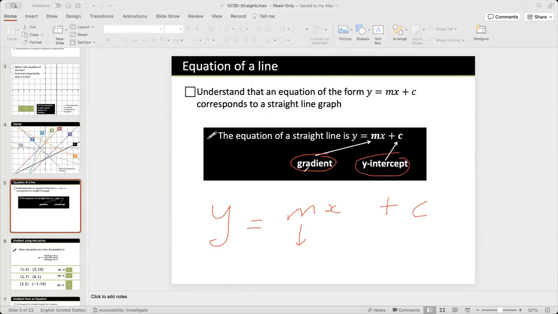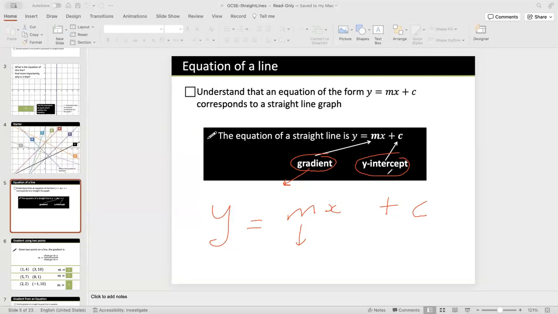So I'm going to define the gradient for you now. The gradient is the steepness of the graph. If you're trying to work out the gradient, it's the steepness of the graph. I will show you how to do the gradient now. You can also call the gradient the slope of the graph, the steepness of the graph.